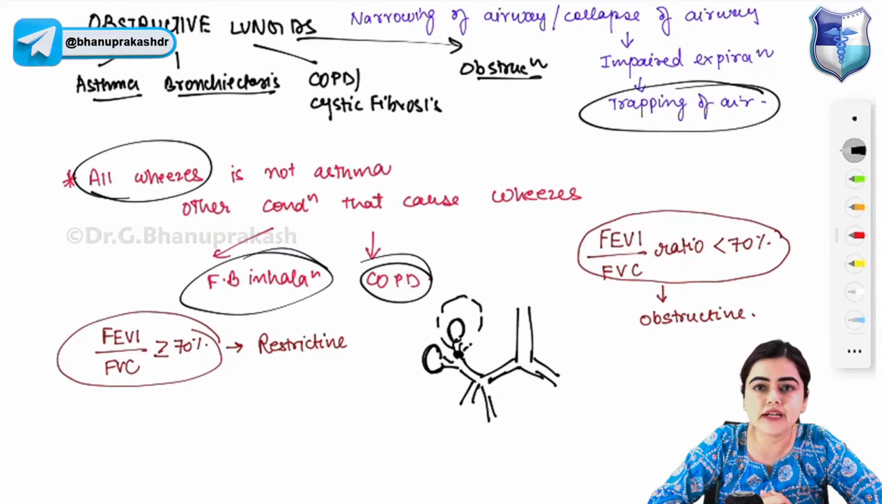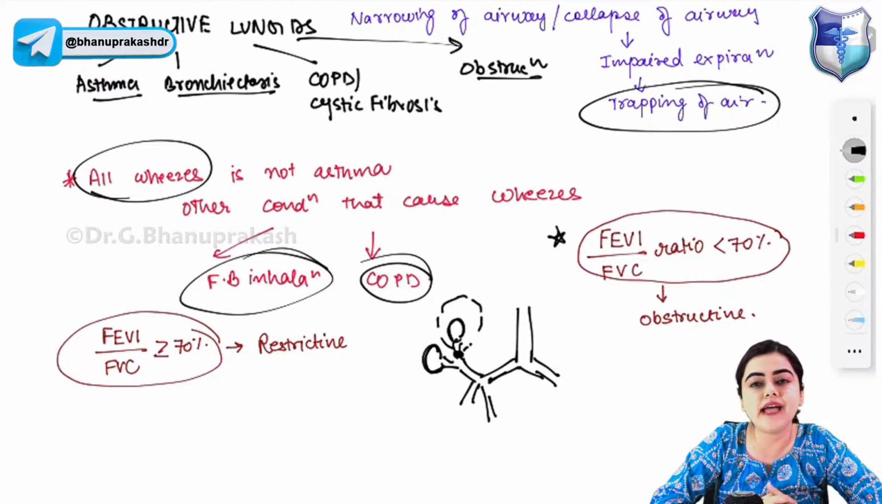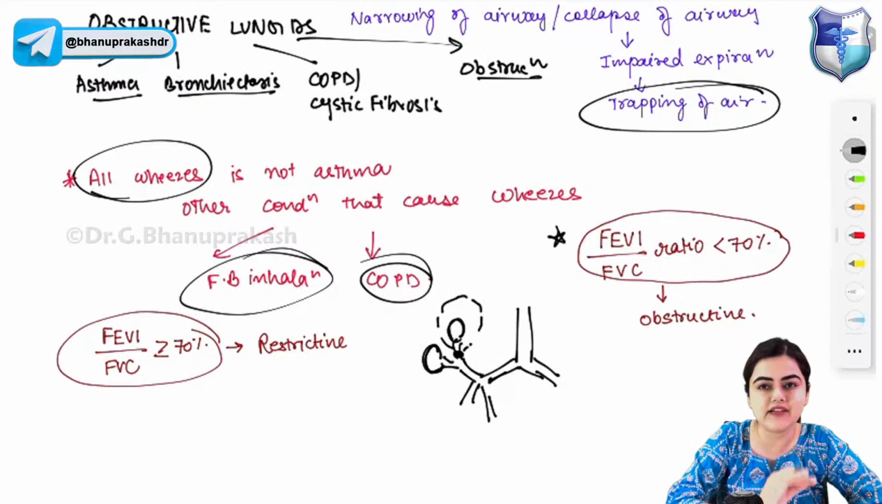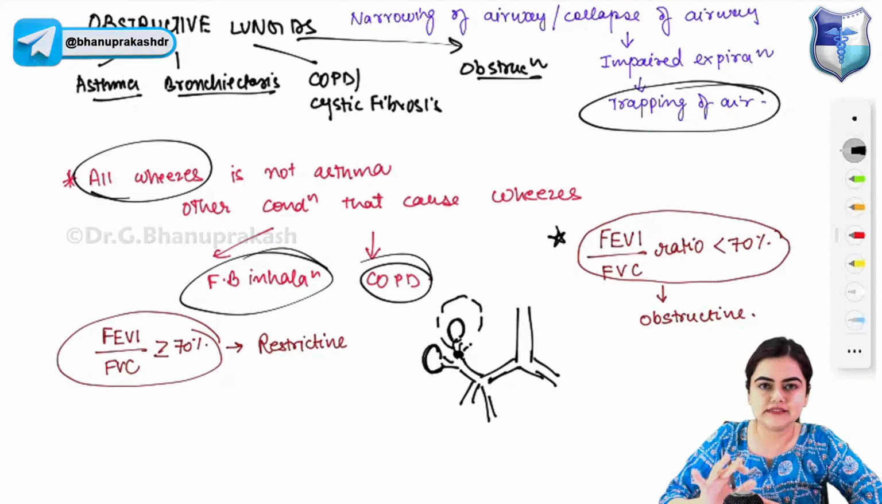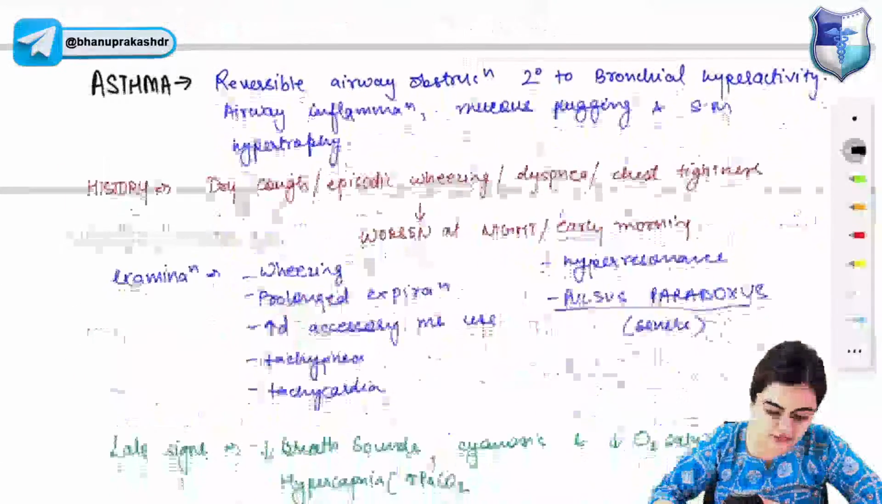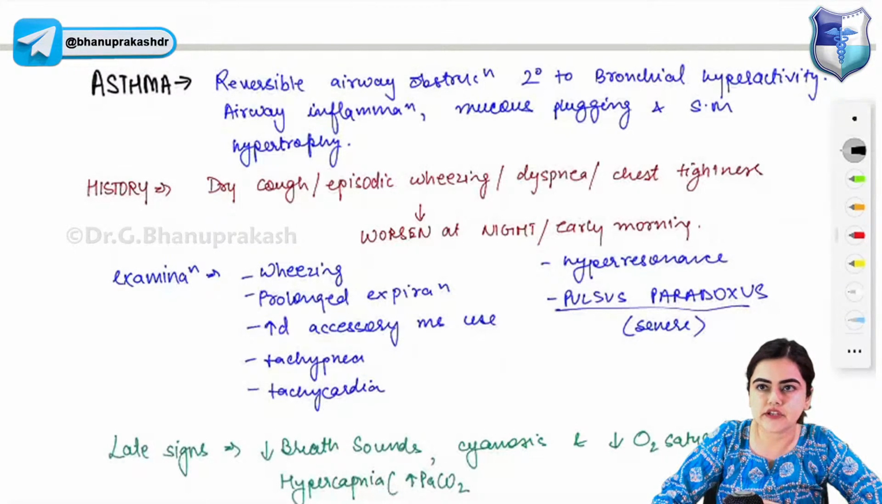Now, please remember, in case of obstructive lung diseases, the FEV1 by FVC ratio is less than 70%. The FEV1 by FVC ratio is more than 70% in case of restrictive lung diseases. Okay, let's move to asthma. Now, before moving to asthma, I would like you to understand the graph. Just a second, the screen is stuck.